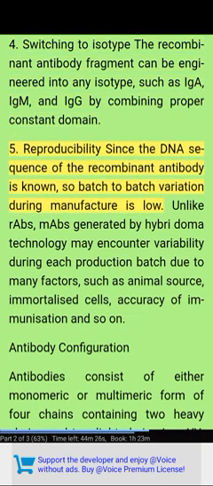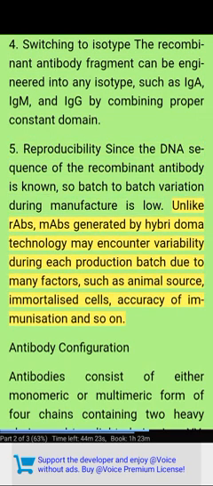5. Reproducibility: since the DNA sequence of the recombinant antibody is known, batch-to-batch variation during manufacture is low. Unlike RABs, MABs generated by hybridoma technology may encounter variability during each production batch due to many factors, such as animal source, immortalized cells, accuracy of immunization, and so on.